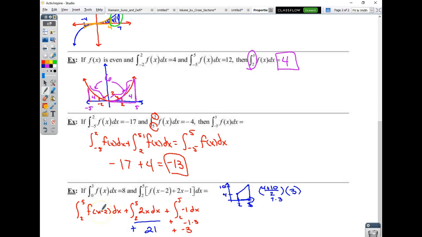And if I look at this, the function is shifted to the right 2. So if I shift 0 to 3 of f of x to the right 2, the 0 will become a 2 and the 3 will, wait. So just like the last problem, we shifted the function to the right 2, we also shifted the limits of integration to the right 2, which means this has to be an 8. 29 minus 3, 26.